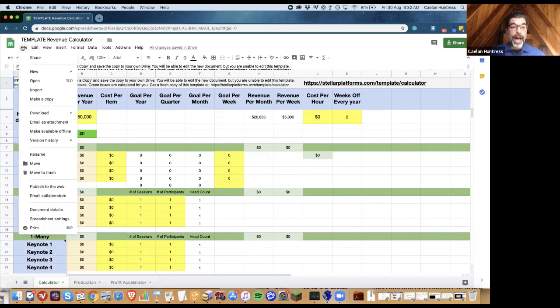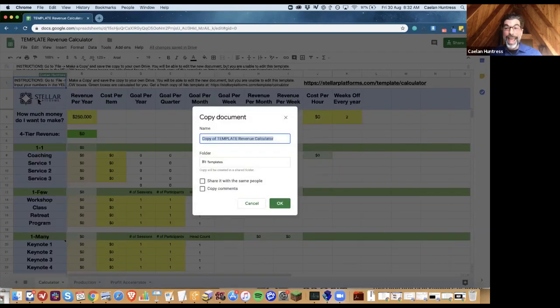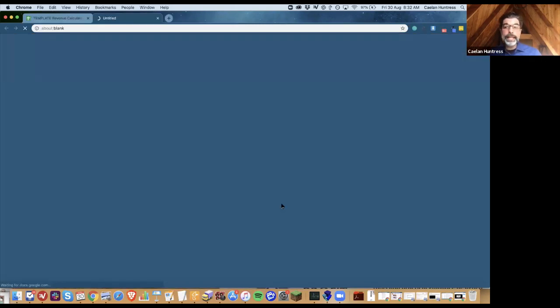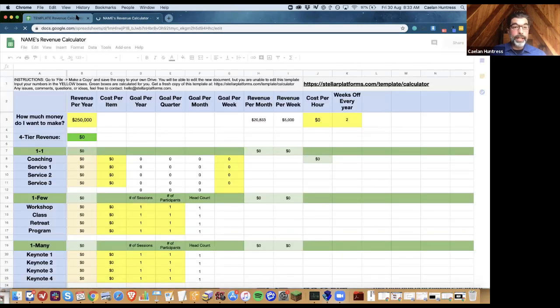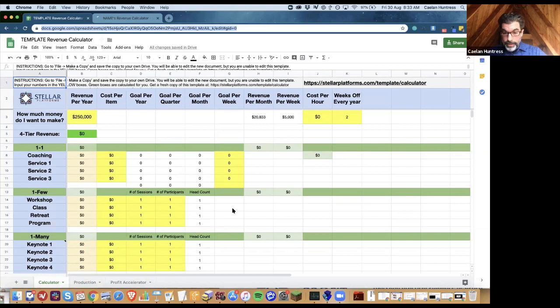What you're going to need to do is follow these instructions. You go to File, make a copy, and you'll make a copy that you can edit. I recommend that you put your name here so that you know whose it is. And it's going to be saved to your own Google Drive. And then you'll be able to edit this document. And you know what? I'm just going to go ahead and drop this link into the chat box so that if you want to bookmark this for later, you can.